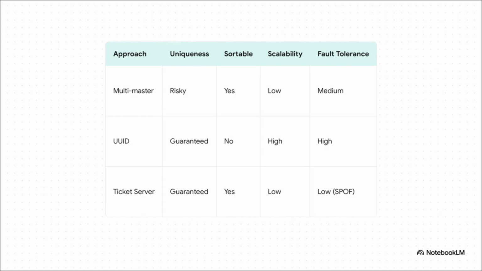When you look at them side by side, you can really see the trade-offs. Multi-master is risky. UUIDs aren't sortable. Ticket servers have a single point of failure. It feels like you can't have it all. We want something that's unique, sortable, scalable, and fault-tolerant. Are we just asking for too much?